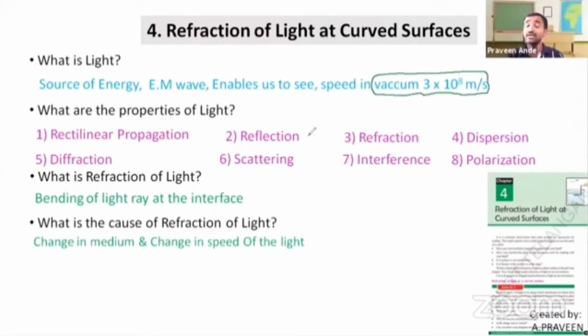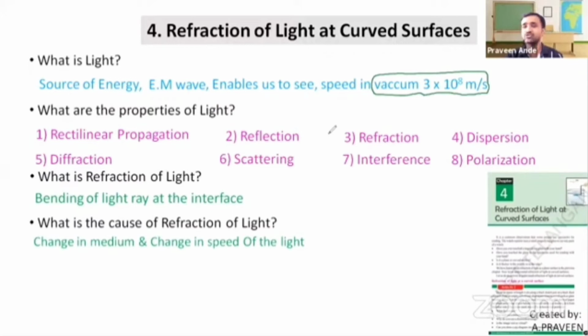If that light enters into a medium, it may be air or water, what happens? Does it maintain the same speed? No, sir. It decreases. Why, sir? Change in the wavelength.